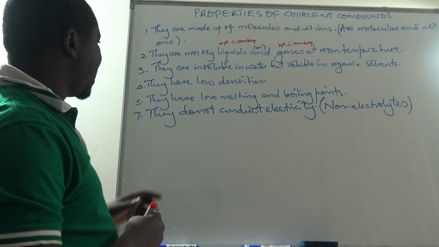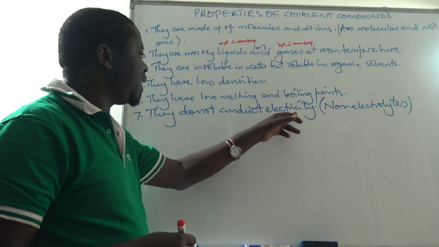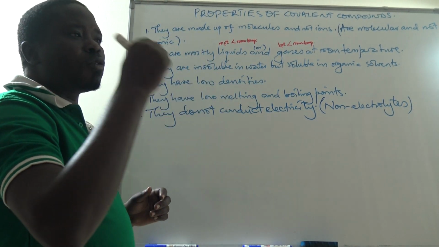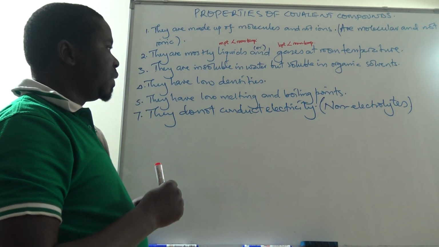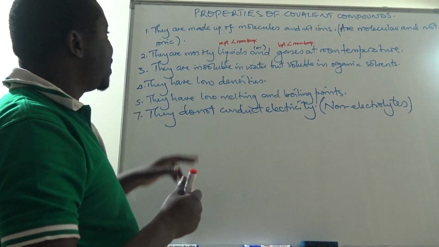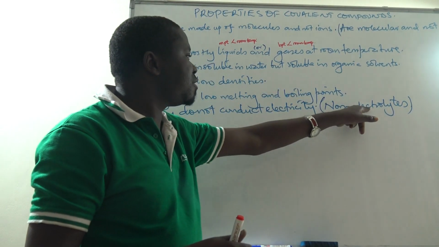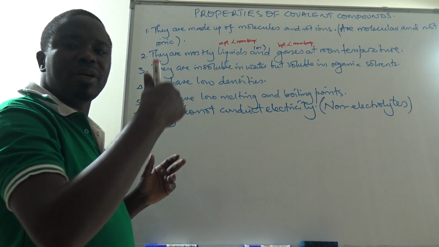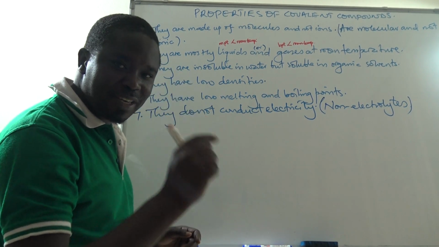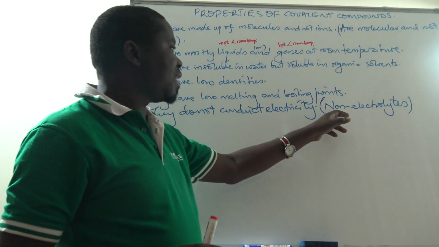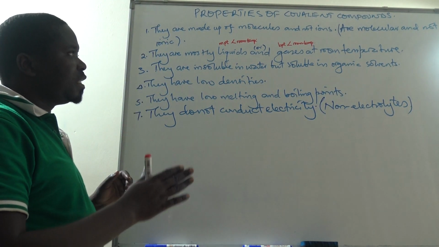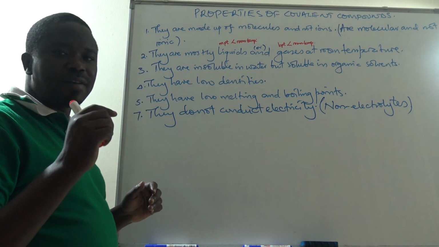Then we said also that they do not conduct electricity completely in any state. So they are said to be non-electrolytes. Non-electrolytes are compounds that do not conduct electricity; in this case, compounds, not elements. We say that ionic compounds are electrolytes because they conduct electricity either in the molten state or in the aqueous state. But for the covalent compounds, no way. They don't conduct electricity, so they are said to be non-electrolytes. So these are the properties of covalent compounds.